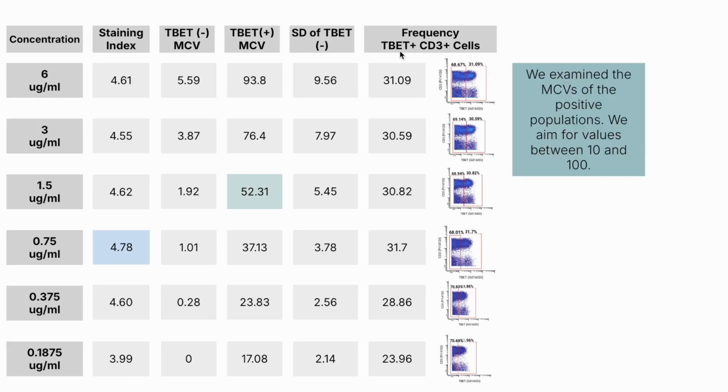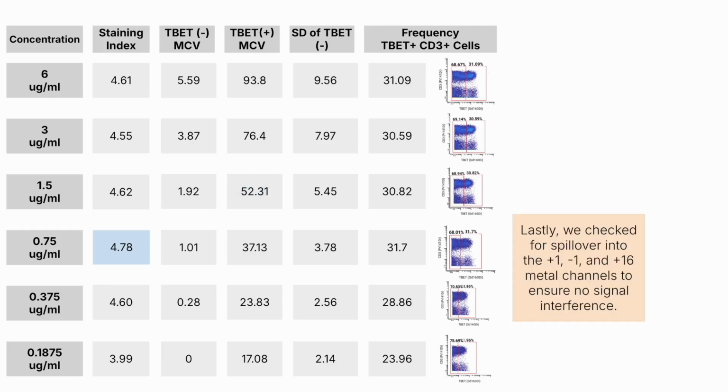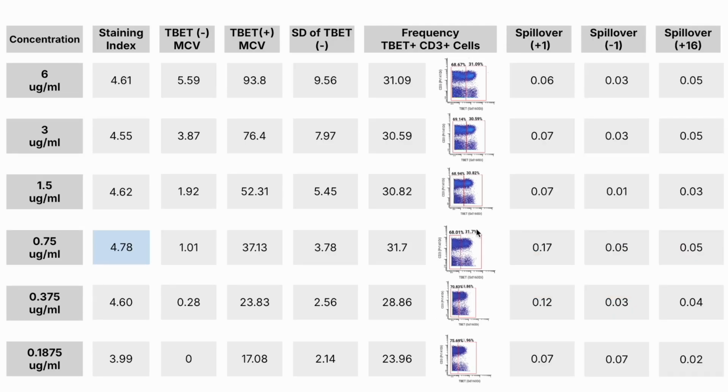We also looked at the MCVs here, and you can see that at 1.5 micrograms per milliliter, we have an MCV of 52.31, which is pretty close to 50, which is what, as I mentioned before, we're typically aiming for. We also checked for spillover into that +1, -1, and +16 channels just to make sure. As you can see, we did see some spillover at the 0.75 and 0.375 micrograms per milliliter concentration.